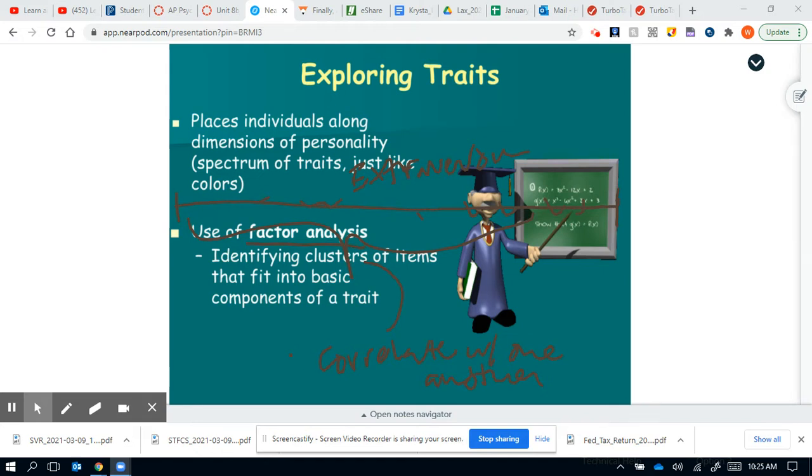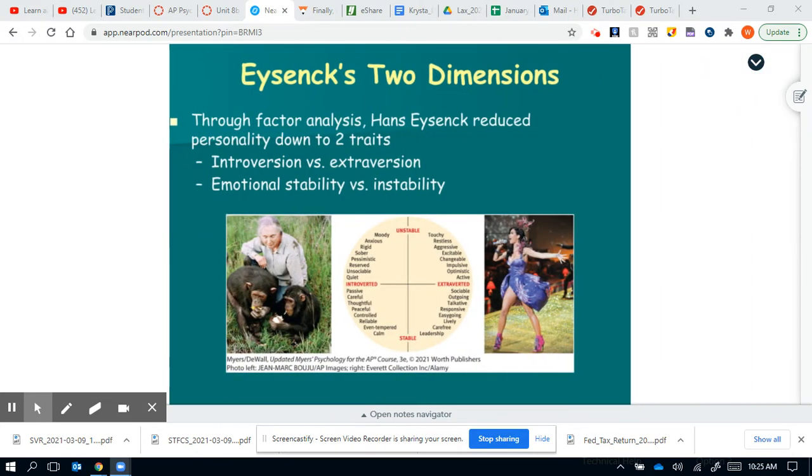Are there any questions there? So the spectrum of personality started off with two different dimensions. A guy named Hans Eysenck broke it down. He reduced personality down to two dimensions.